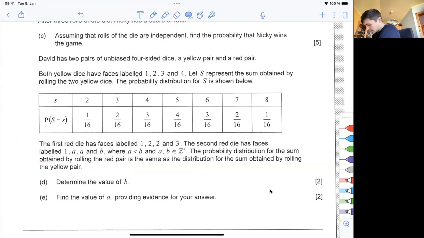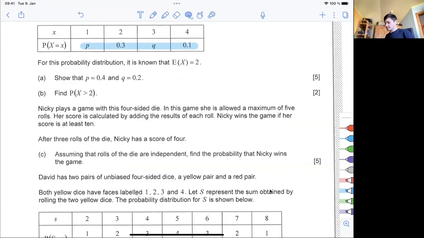Let's go up. So Nikki plays a game with this 4-sided die. In this game, she's allowed a maximum of 5 rolls. Right, let's highlight that: maximum of 5 rolls. And we'll extend it to include the idea of it being the maximum. Her score is calculated by adding the results of each roll. Nikki wins the game if her score is at least 10.